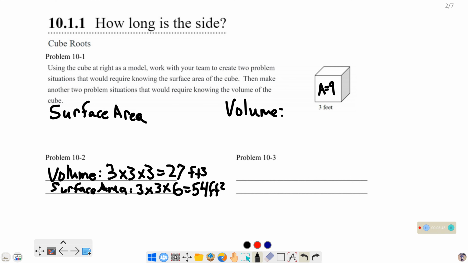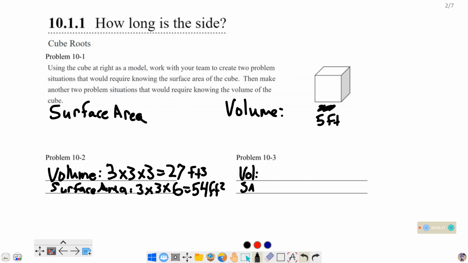Okay, problem 10-3. Instead of this problem being 3 feet, what if I change this to 5 feet? Go ahead and calculate the volume and calculate the surface area if the side length is now 5. Pause the video to calculate.